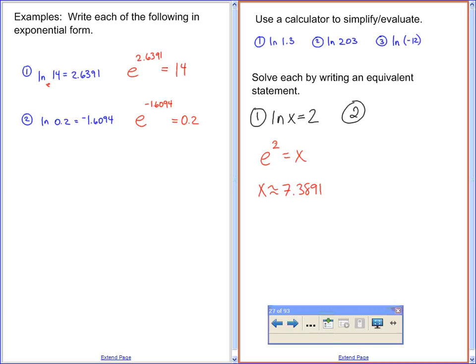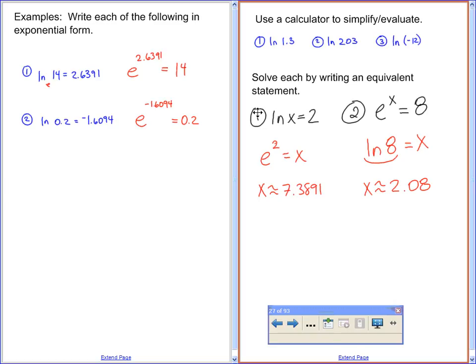And in the second one, the equation to start out with is e to the x is equal to 8. And I'm going to write an equivalent expression here. So this time I have an exponential, and I want to write it as a logarithmic. So the natural log of 8 is equal to x. And if that's the case, then I can just plug the natural log of 8 into my calculator. I'm going to find out that x is approximately 2.08.